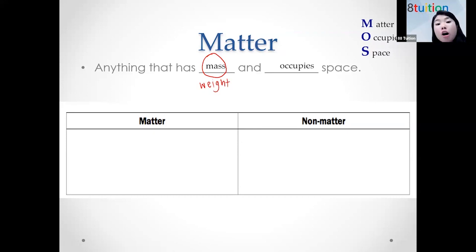What is occupy space? Basically, when we talk about an object occupying space, we are talking about its volume. Everybody know what is weight and what is volume? Anybody do not know? Raise your hand. We all familiar with weight and volume? Okay, so let me now ask you all to name some examples of matter.